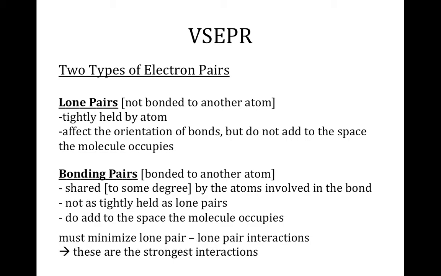So VSEPR says, hey, let's minimize these electron pair repulsions, and really, if we have a choice, let's really minimize the lone pair repulsions, because those are the strongest.